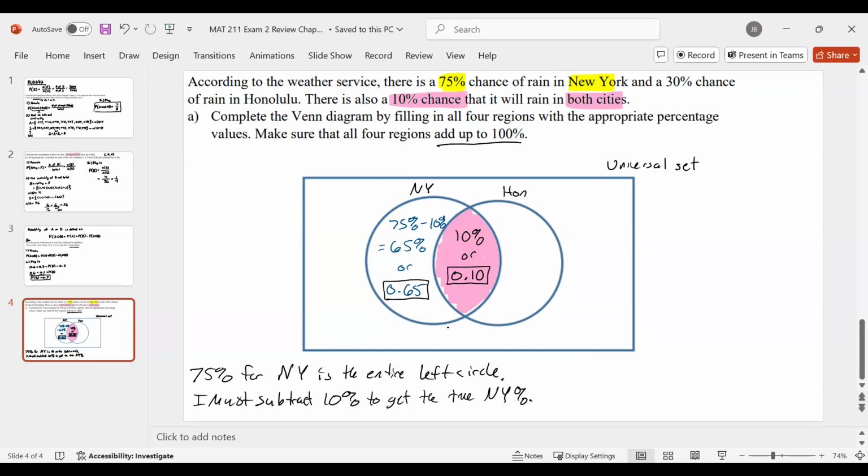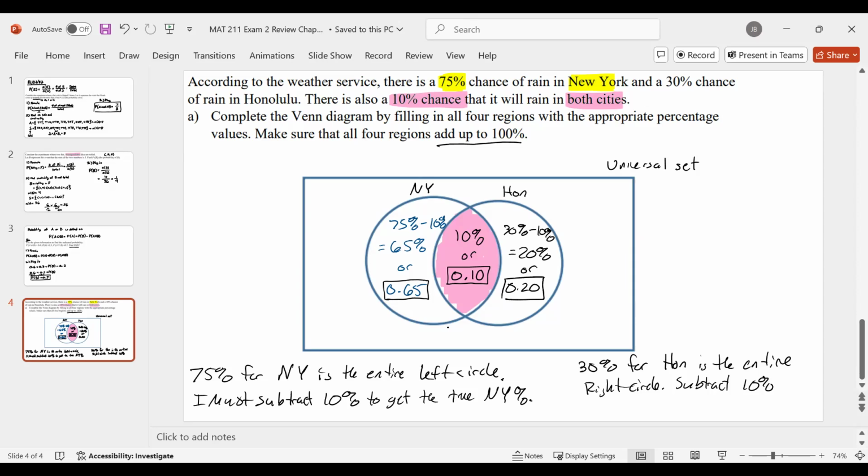And then it's the same thing for Honolulu. So the 30% for Honolulu is the entire right circle. Subtract 10%. So 30% minus 10% is equal to 20% or 0.20. Okay, just like that.